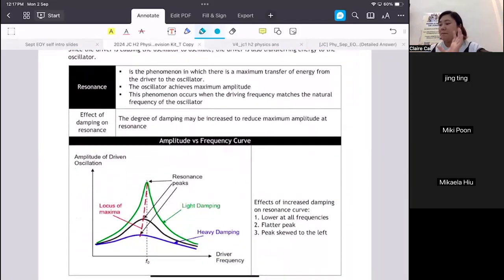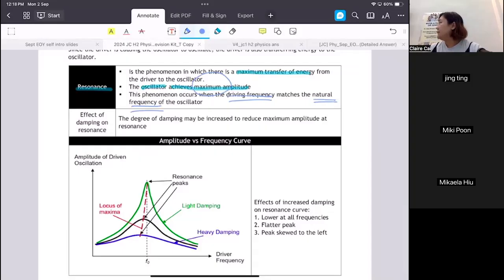So when we match the driver frequency and the frequency of the system itself, this is where we have resonance. Maximum energy transfer causes the oscillator to oscillate at the maximum amplitude. And that's why the keyword for resonance is always the maximum amplitude, and the driving frequency matches the natural frequency of the oscillator.